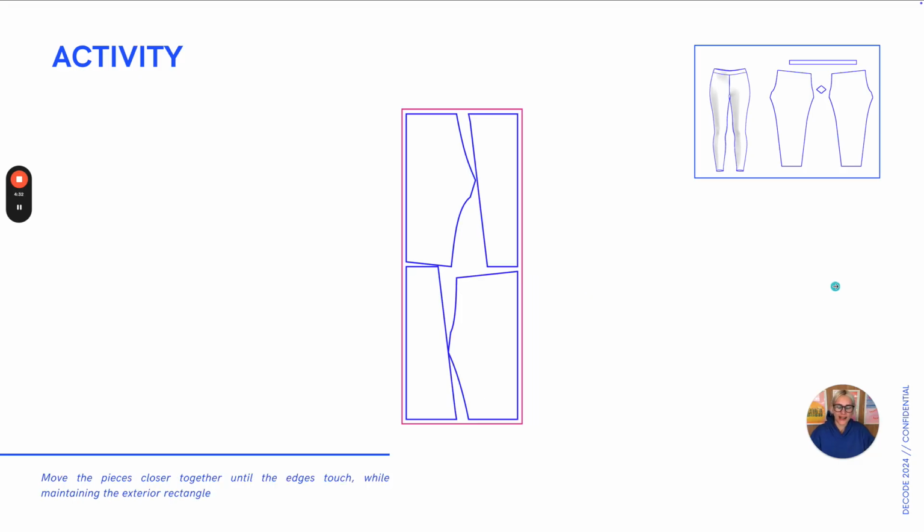Moving right along, the next thing you're going to do is move these pattern pieces closer together, both on the X and Y axis. You're going to be shifting them closer together until the inside edges touch. So right here, I have this edge touching, I have this edge touching. And I'm not moving all of these in as close as I can, because I want to maintain an exterior rectangle. You can see that if I move this pattern piece in even further on the X or Y axis, it would break this rectangle that we have forming here.